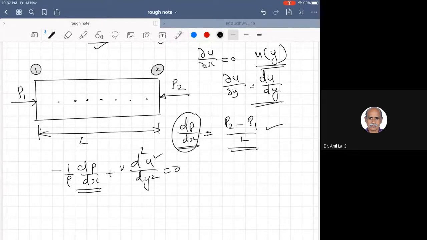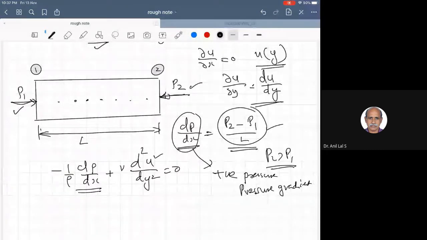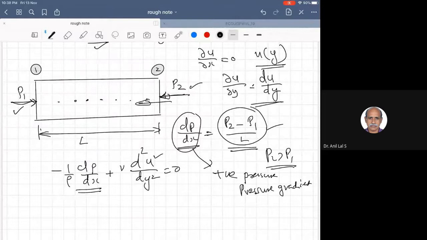Naturally, suppose P2 is more than P1, then this is a positive pressure gradient. That means P2 is more than P1, so the fluid particle will be pushed like this. So the velocity would be in the negative x direction. If this is the x direction, velocity will be in the negative x direction.